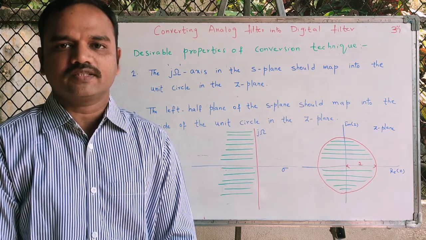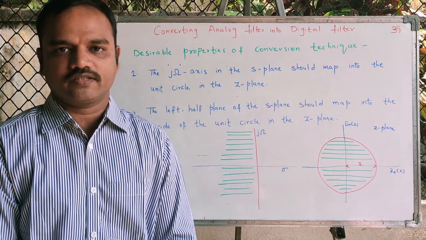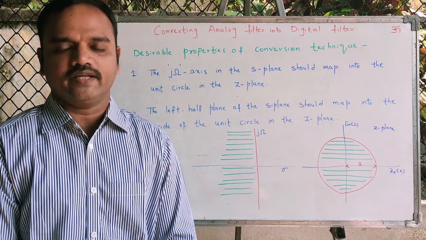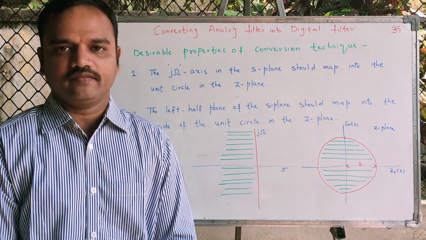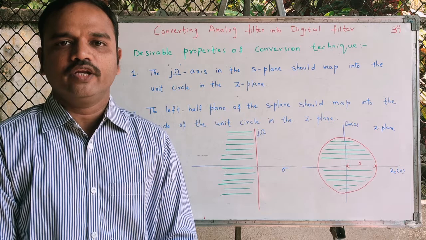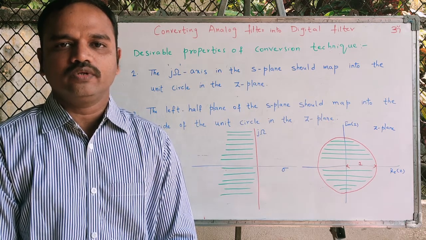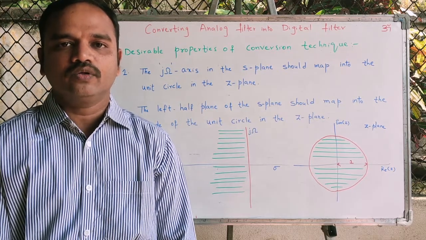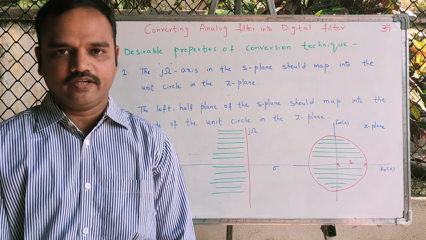In the previous classes, I have explained how to design the analog filters. Analog filters are designed using two techniques. One is Butterworth filter design and the second one is Chebyshev filter design. Next, we need to convert these designed analog filters to the digital domain. In this class, I will explain how to convert an analog filter into a digital filter.